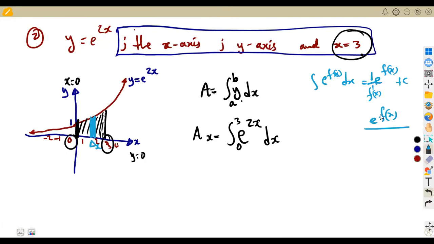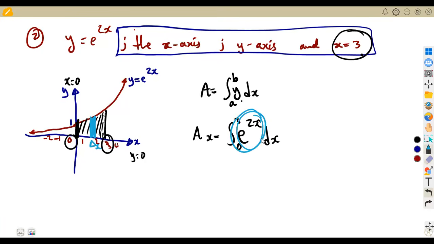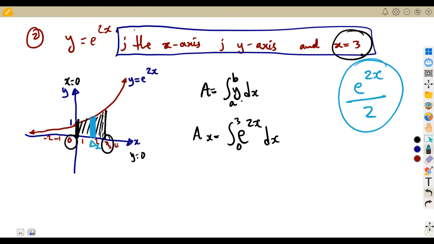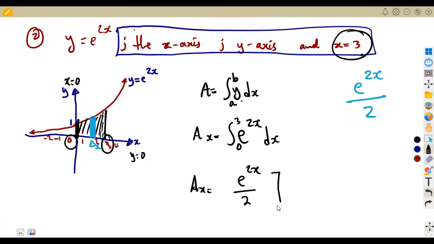The e to the exponent of f of x over its derivative. That's the integral of e to the exponent of any function. So meaning to say, if I'm given e to the exponent of 2x, it's going to be e to the exponent of 2x over the derivative of 2x. The derivative of 2x is going to be 2. So I have integrated this part, okay? That means the area with respect to x is going to be e to the exponent of 2x over 2, with our limits in this case 3 and 0.